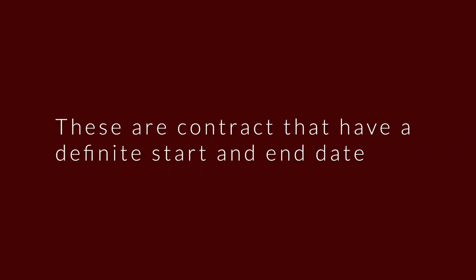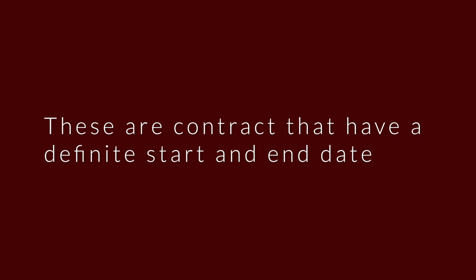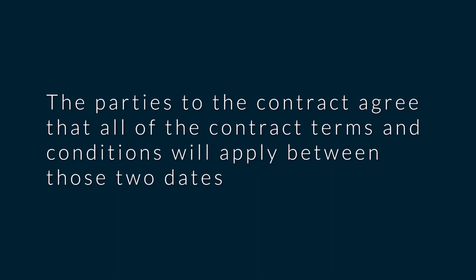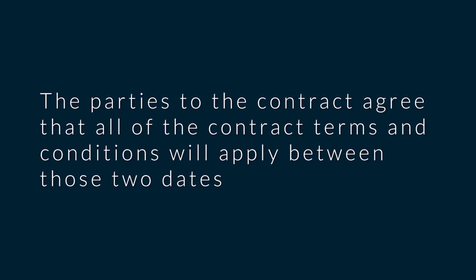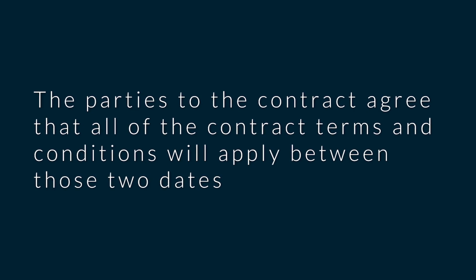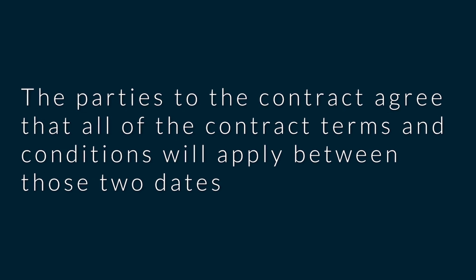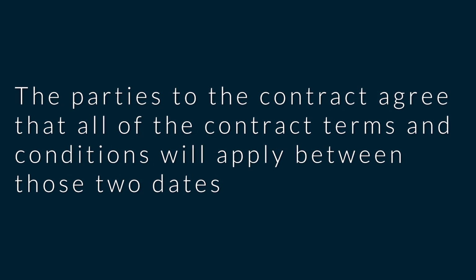And in this case, you're talking about contracts that have a definite start and a definite end. That is, they're running within a given term. That's the thing, term, okay? Like term 1, term 2, term 3. But in this case, they're starting today and they're ending. So basically any contract that starts today and then ends on that day is a term contract. The parties to the contract agree that all the contract terms and conditions will apply between those two dates. That is the starting date and obviously the ending date.